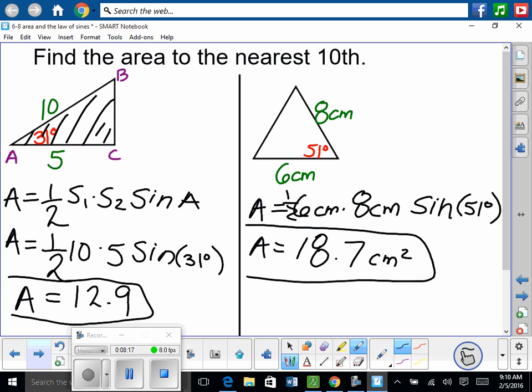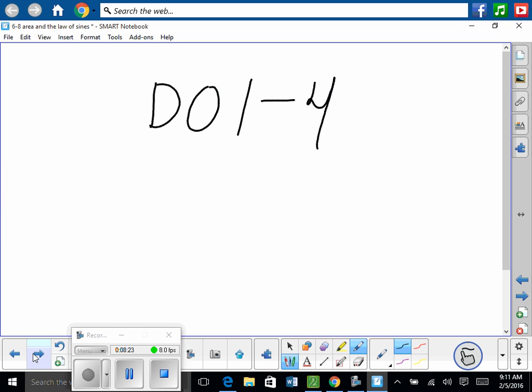Awesome. Are you ready to do it by yourself? Okay. I need you to write down the units of measurement correctly. Okay, so do 1 through 4.